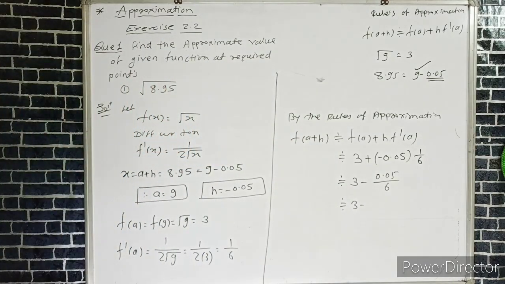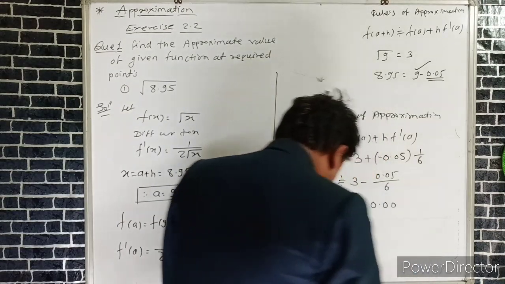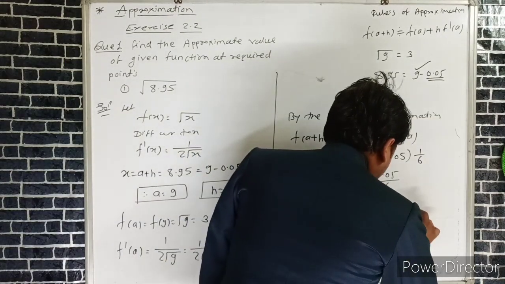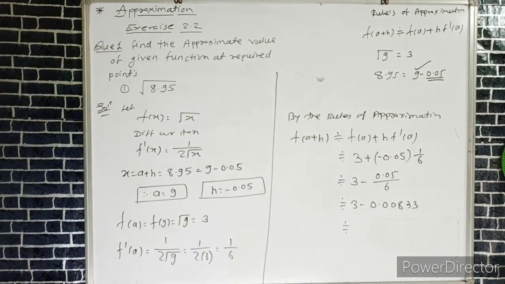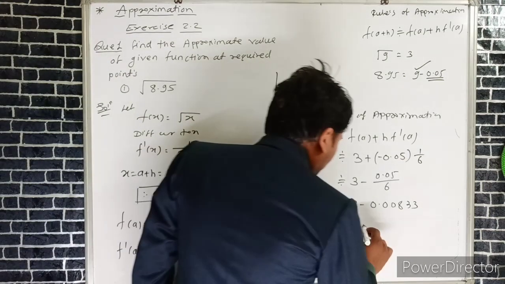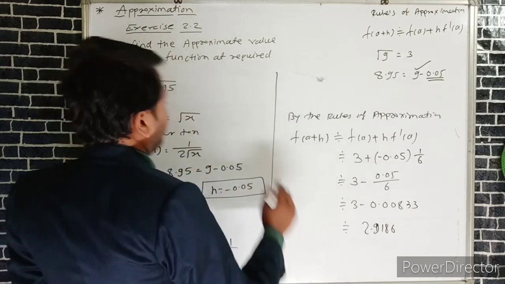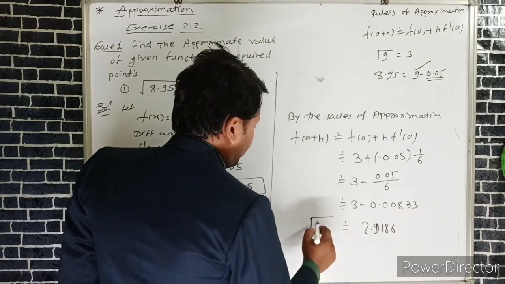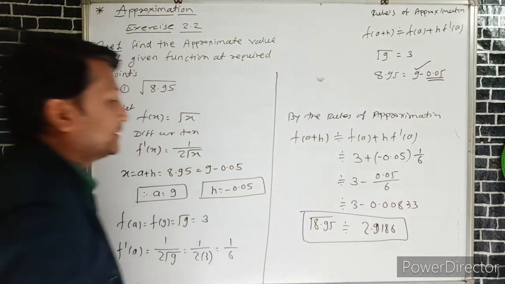The calculation of 0.05 upon 6 is 0.00833, and if we subtract 0.00833 from 3, the final answer is 2.9917, which is the approximate value of under root of 8.95, which is the required answer.